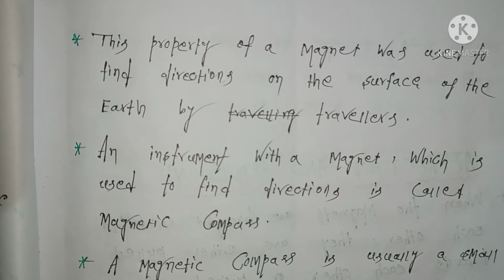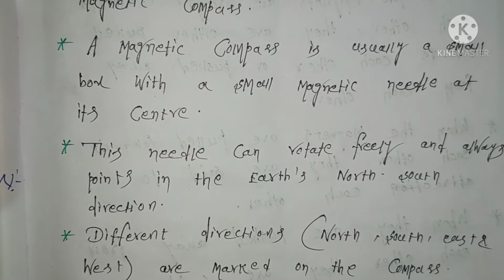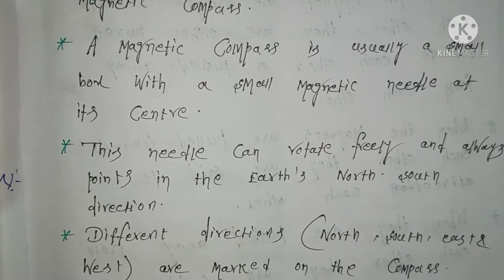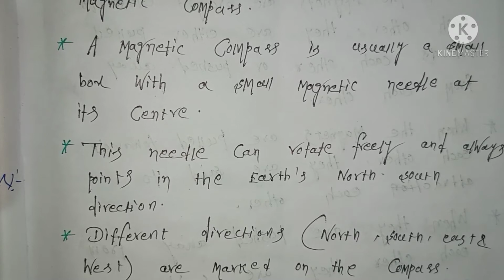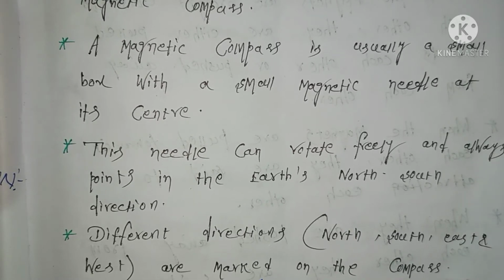An instrument with a magnet which is used to find the direction is called a magnetic compass. The magnetic compass helps us to find the direction on the Earth's surface. It is usually a small box with a small magnetic needle at its center. This needle can rotate freely and always points in the north-south direction. Different directions like north, south, east and west are present there. According to the north and south direction, we can easily find which one is the east direction and which one is the west direction.